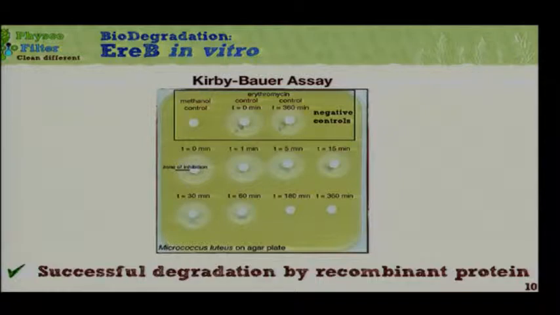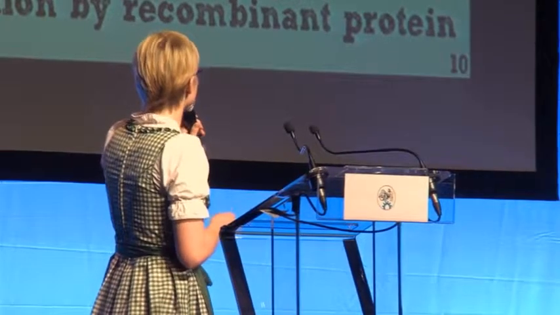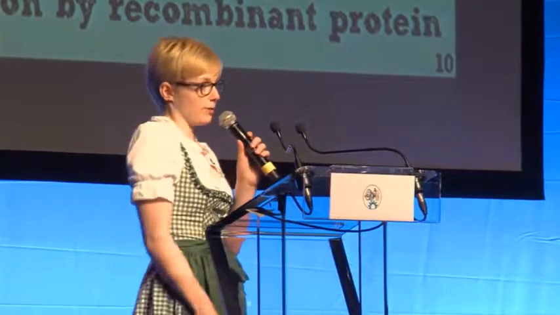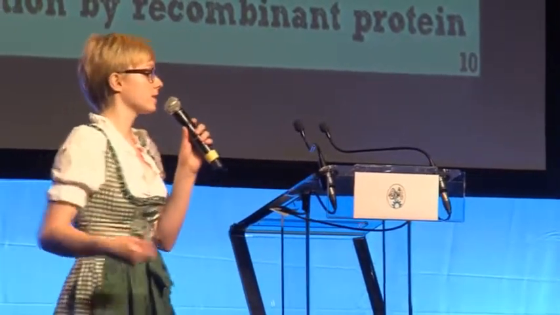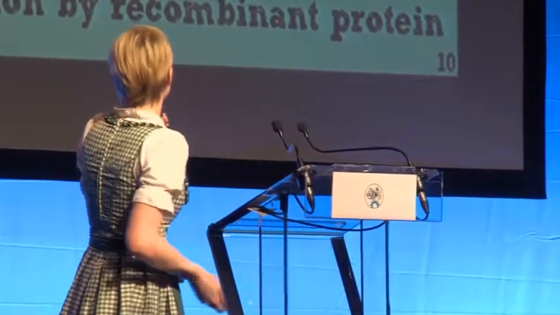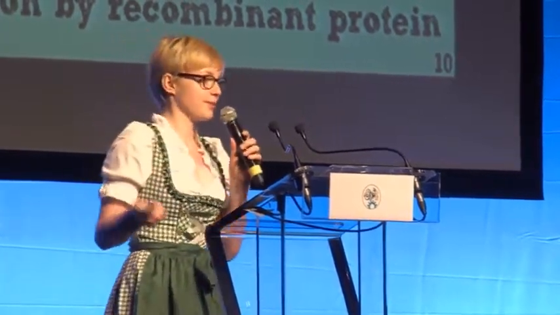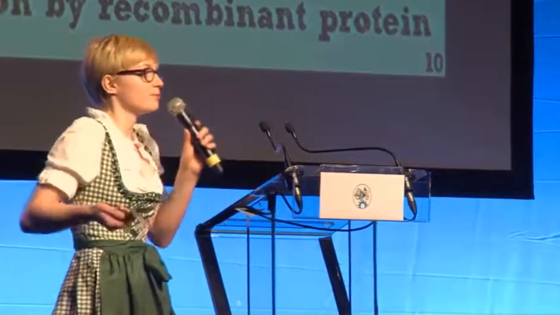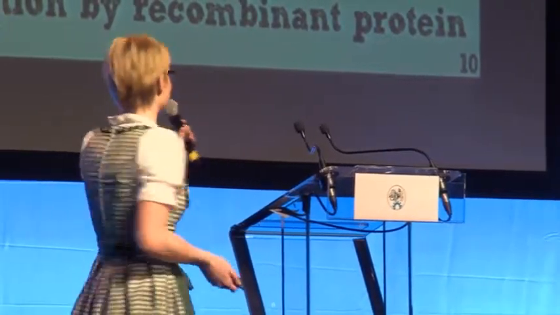And here, the negative control, you can see that there's a zone of inhibition where the bacteria can't grow. And as we expected, this zone of inhibition decreases with increasing incubation time with our recombinant protein. So we could actually degrade the actual substrate with our enzyme. But after all these in vitro experiments, we of course wanted to know, is our moss able to degrade it?